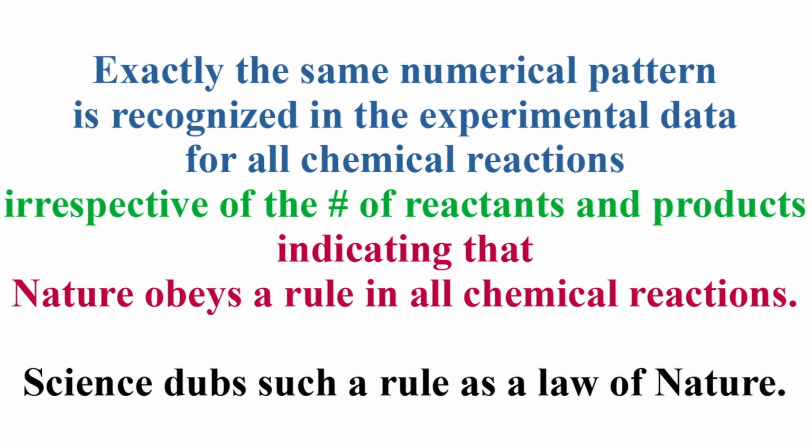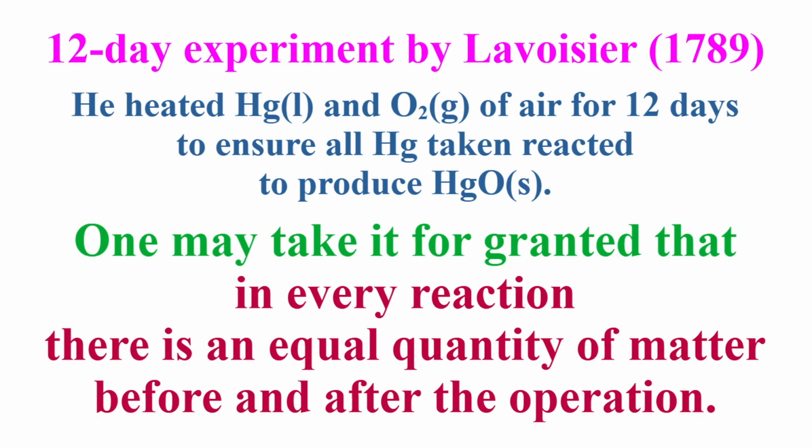This indicates that nature follows a rule in its behavior with respect to all chemical reactions. Science refers to such a rule, as mentioned before, as a law of nature. The above pattern and hence the rule were discovered by Antoine Lavoisier in 1789 through his various experiments, specifically an experiment that is popularly known today as the 12-day experiment. He heated liquid mercury in a flask, exposed it to air for 12 consecutive days and nights to ensure that the reaction was complete, and then measured the combining masses of mercury and oxygen as well as the mass of mercury 2 oxide solid produced.